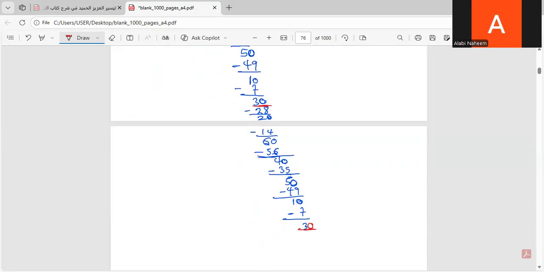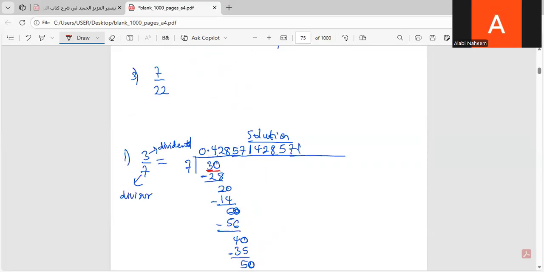We continue to divide for a complete year. The division will never end. Rather, this cycle will continue to repeat itself. So you can see here, you have 4, 2, 8, 5, 7, 1, right? What do you have again? 4, 2, 8, 5, 7, 1. That is called the recurring.